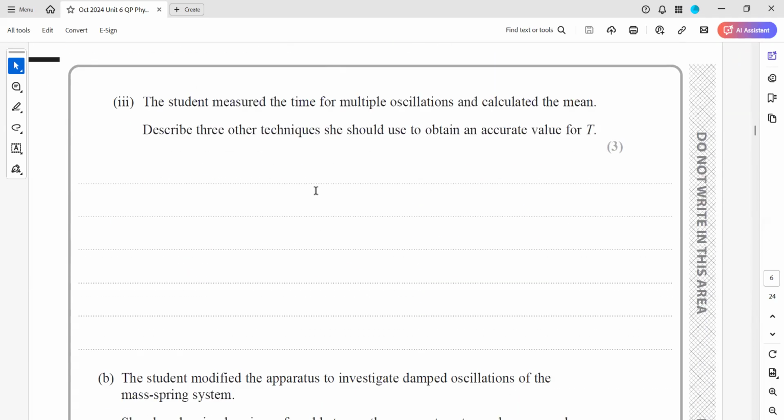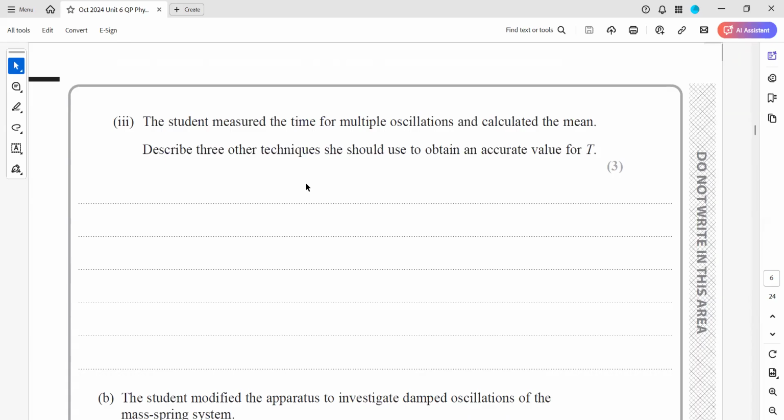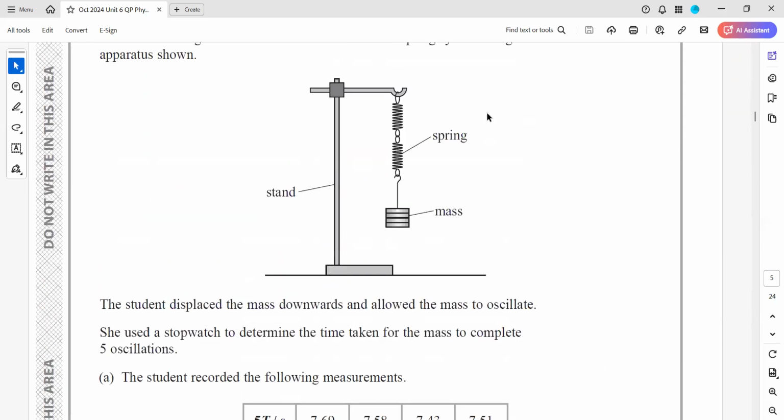Next, a student measures the time for multiple oscillations and calculates a mean. Describe 3 other techniques you should use to obtain an accurate value of the time period. If you want to measure the time period as accurately as possible, first, there should be markers, because here we don't have any marker. We can place an object and put a marker on the object so that we can identify when it completes its oscillation. So there must be a marker for this, and we should always reset the stopwatch.